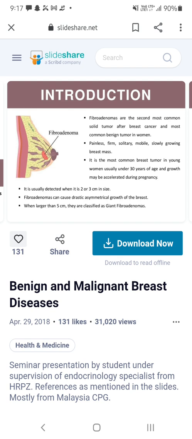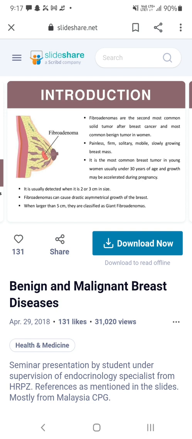Fibroadenoma, the second most common solid tumor after breast cancer. So after breast cancer, the other big problem to the breast is nothing but fibroadenoma, and the most common benign tumor in women. So after cancer, what is the main big non-cancerous tumor? It is known as fibroadenoma in women.